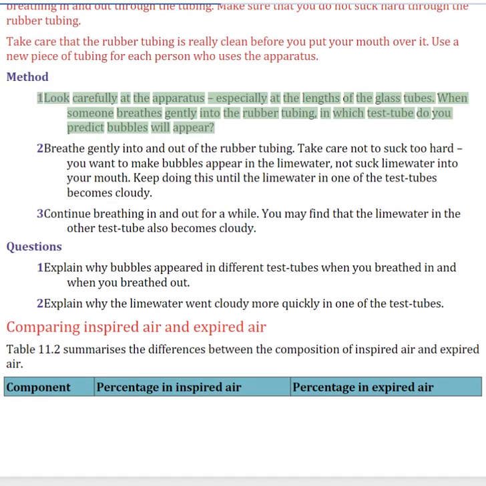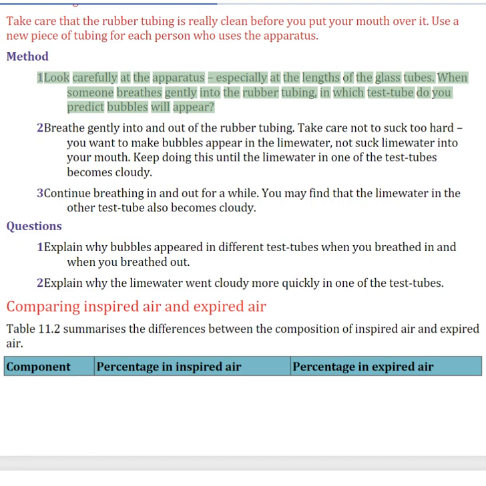Method. 1. Look carefully at the apparatus, especially at the lengths of the glass tubes. When someone breathes gently into the rubber tubing, in which test tube do you predict bubbles will appear?